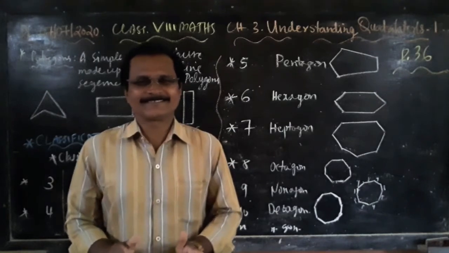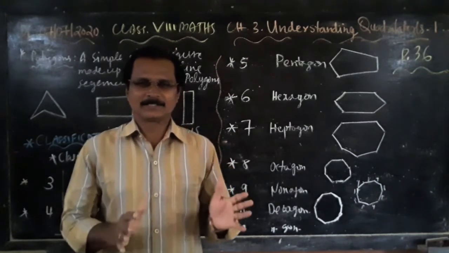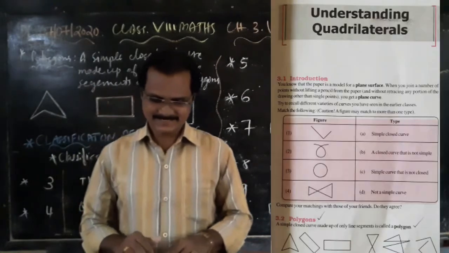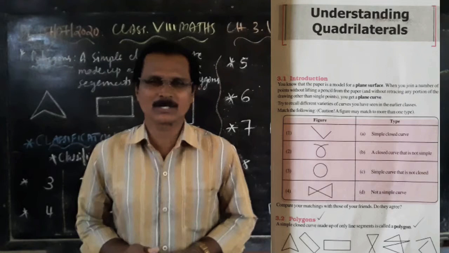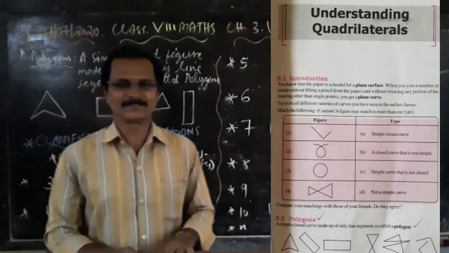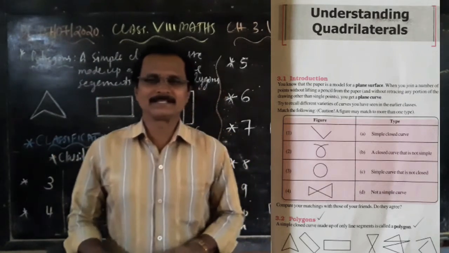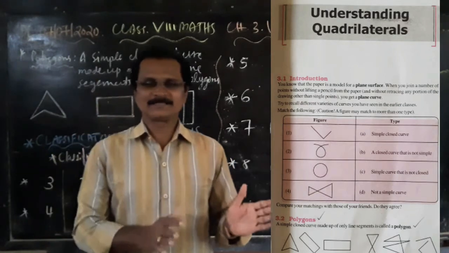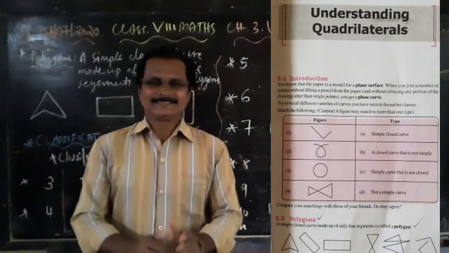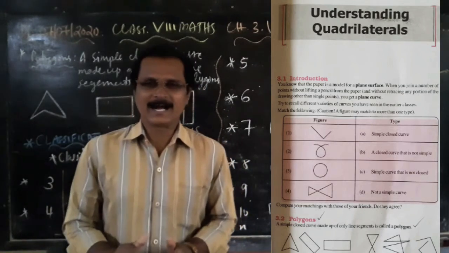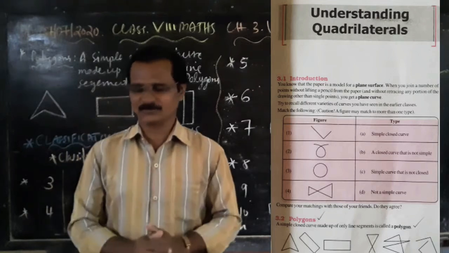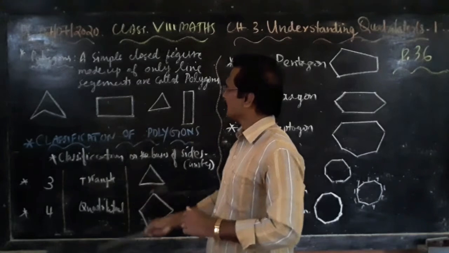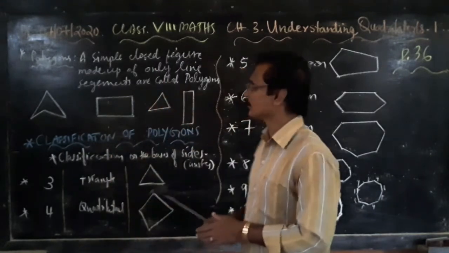So dear students, today we are moving to the next chapter, chapter 3, understanding the quadrilaterals. Page number 37. So please take page number 37. So far we have completed 2 chapters. This is the third one, understanding the quadrilaterals. There are important points I have already written on the board.